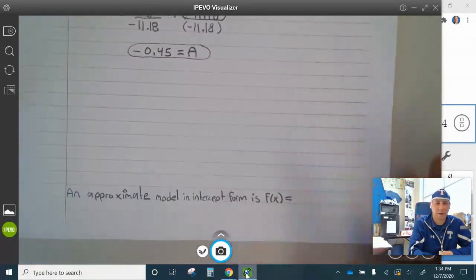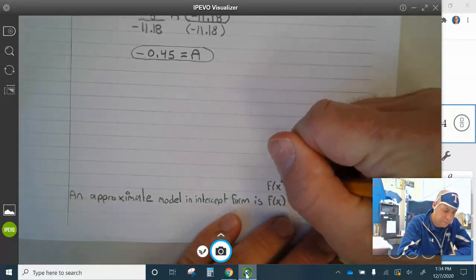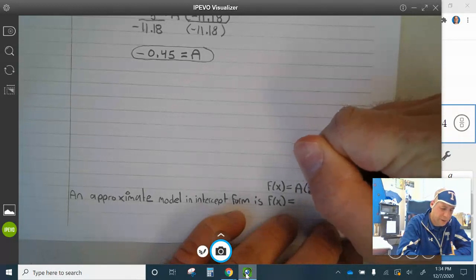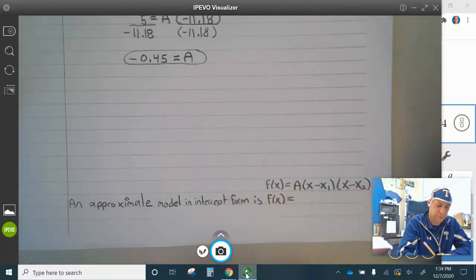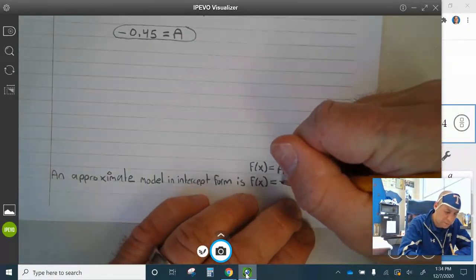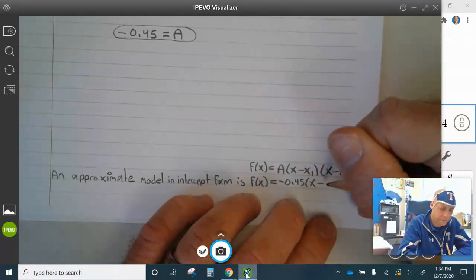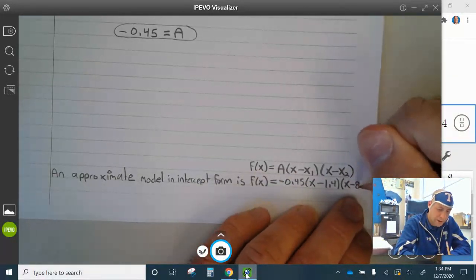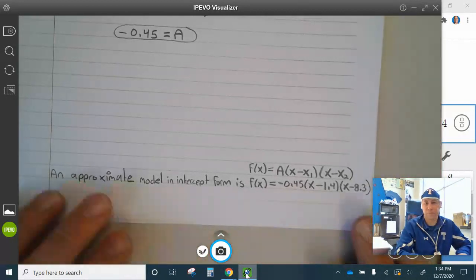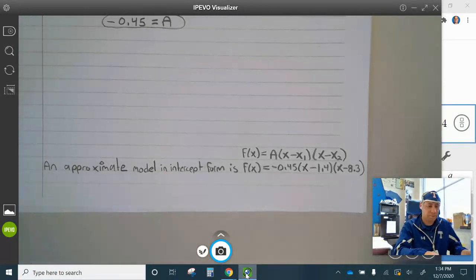Now, approximate the model. So the model is f of x equals a times (x minus x1) times (x minus x2). So that's negative 0.45 times (x minus 1.4) times (x minus 8.3). Almost ran out of room, but we did not, so we're good. All right, go ahead and finish up example 2.